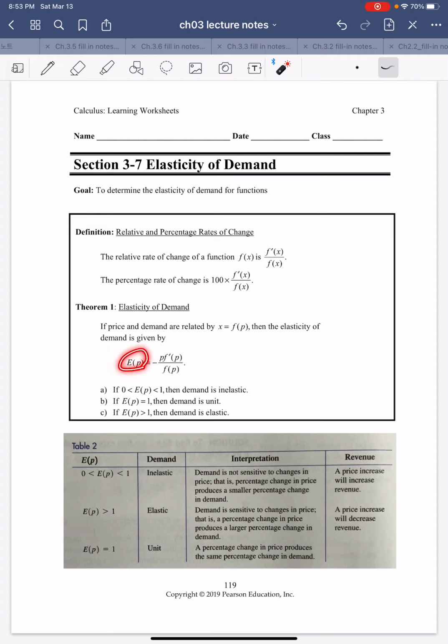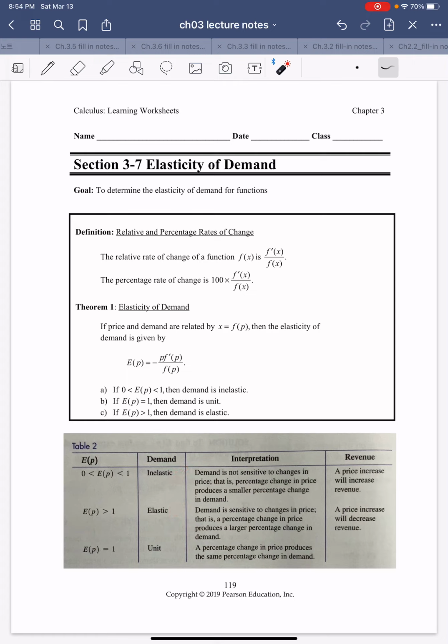If E sub p value is between 0 and 1, then demand is inelastic. If E is exactly 1, the demand is unit. If E sub p value is greater than 1, then demand is elastic. So what does it mean when demand is inelastic, elastic, and unit?